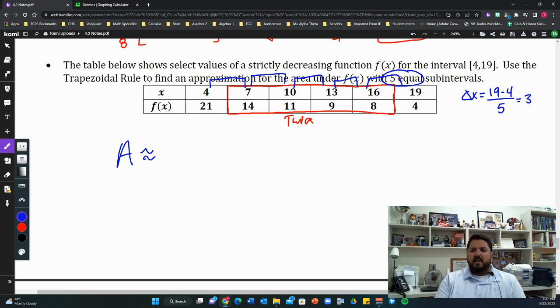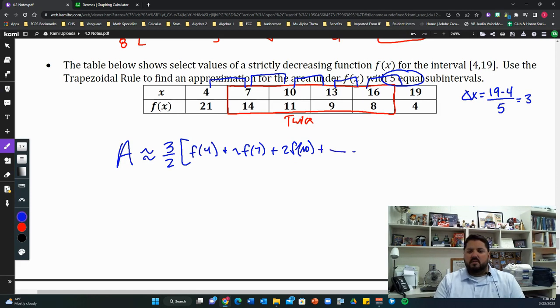So for this one, again, it's delta x divided by 2 because of the 1/2 that's in that trapezoid formula. So we get 3 halves out in front, and now it is f of 4 plus 2 times f of 7 plus 2 times f of 10, and so on. Now, I'm not going to write all of these out because it's going to take longer than what it's needed. But again, the only one that is not doubled will be the last guy, anything that's not in that box. That's why I recommend you putting that box around there so you don't forget.